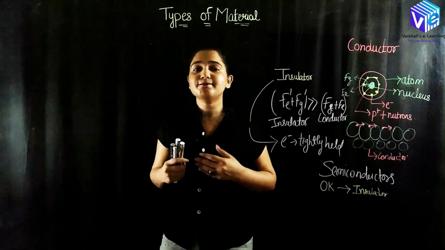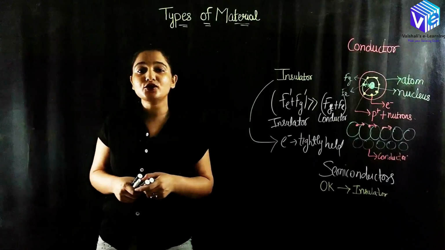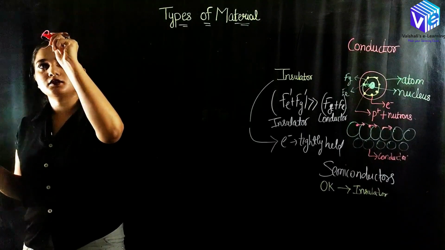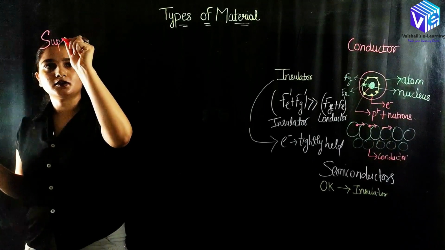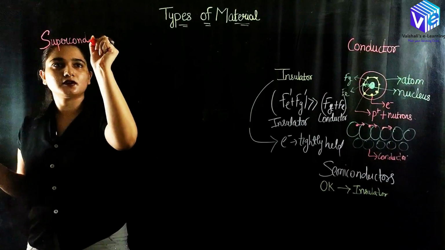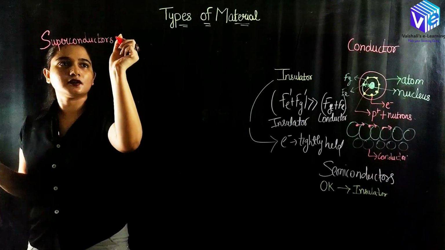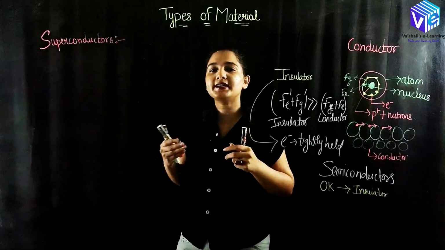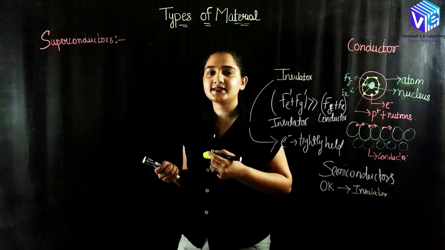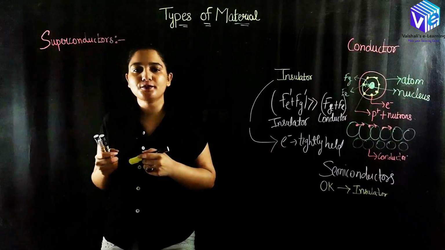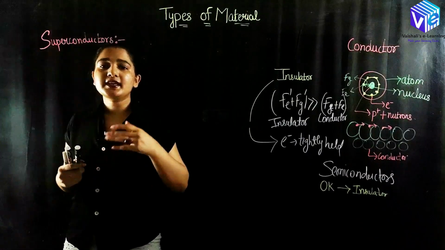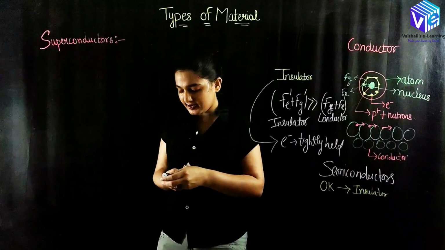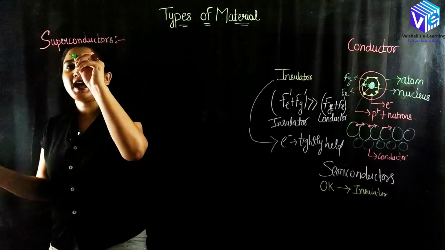Now coming to a special type of material, which is superconductors. Generally, as we decrease the temperature, the resistance decreases. But in the case of superconductors, if we decrease the temperature, the resistivity will decrease. And what type of graph will it have?